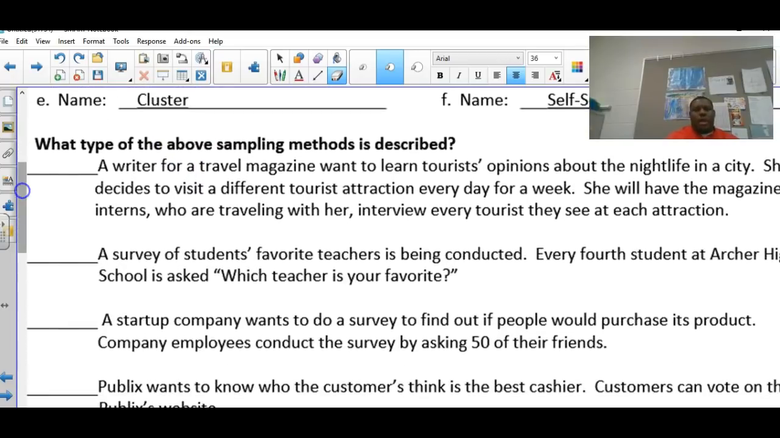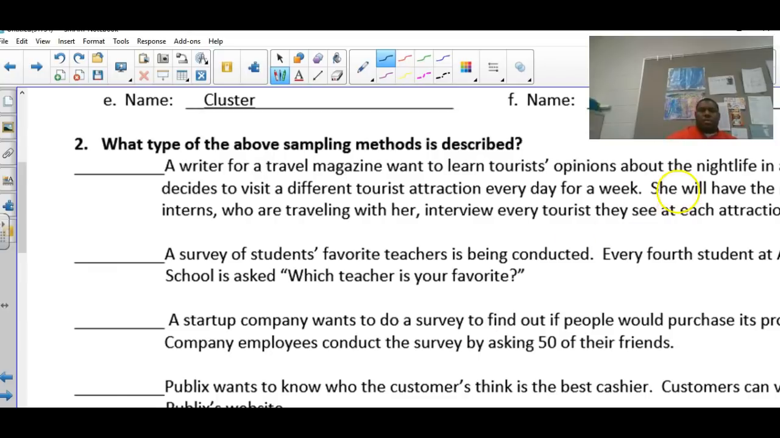Anyway, right here, we're going to decide what type of the above sampling methods describes each one. This first one: a writer for a traveler magazine wants to learn tourist opinions. She decides to visit a different tourist attraction every day for a week. She will have the magazine interview people who are traveling to see each attraction.